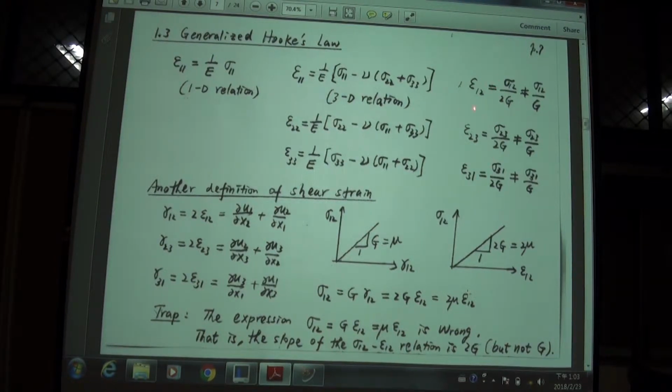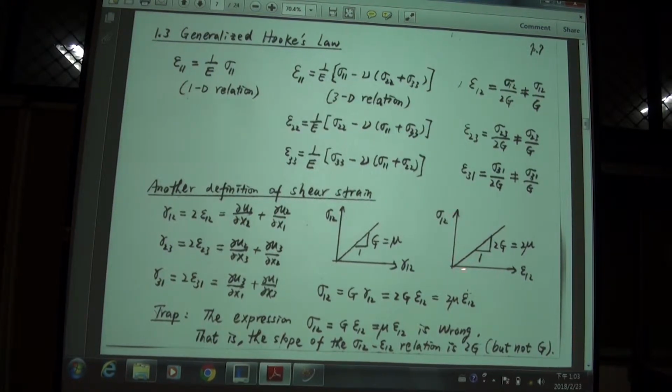For the shear stress and shear strain relation, the Poisson effect does not need to be considered. So we just take the classical stress-strain relation here. And only one point I should remind you. Here, sigma 1,2 should be divided by 2G instead of G. What do you mean? Let me tell you.